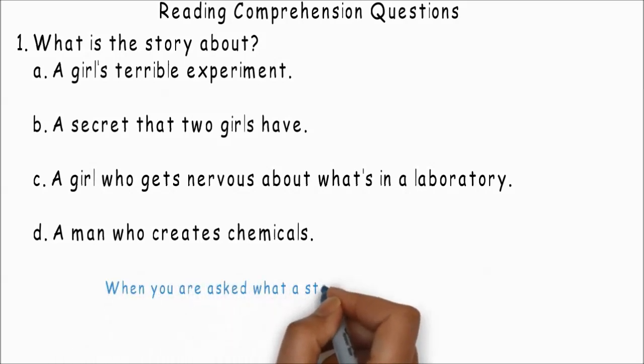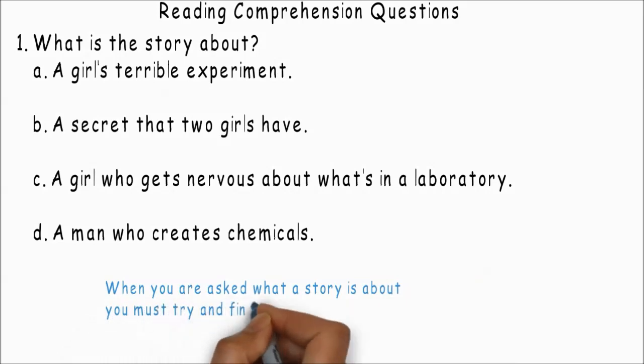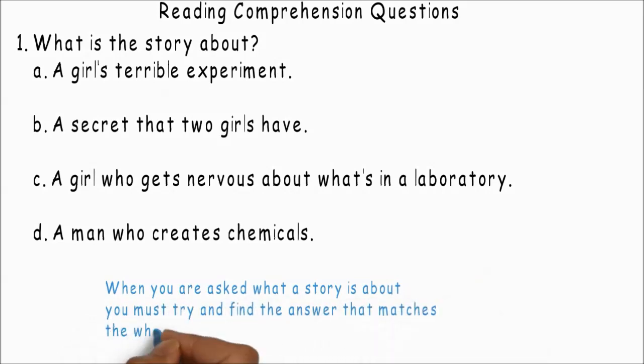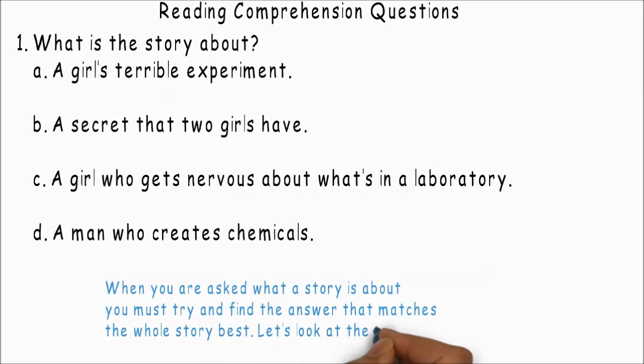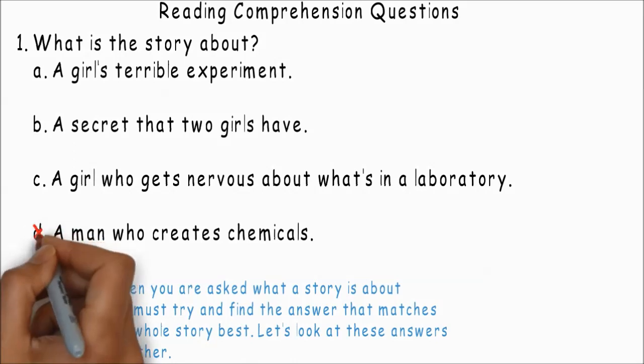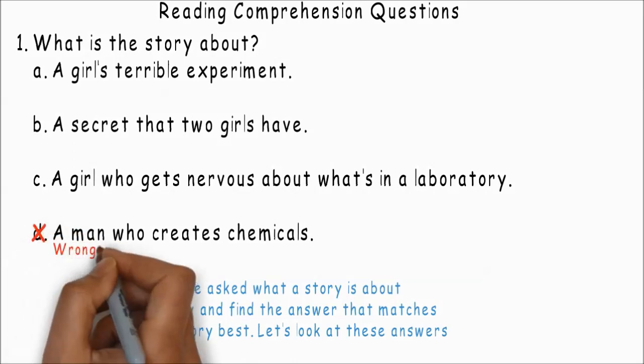When you are asked what a story is about, you must try and find the answer that matches the whole story best. Let's look at these answers together. So what is the story about? A girl's terrible experiment? A secret that the two girls have? A girl who gets nervous about what's in the laboratory? Or a man who creates chemicals?